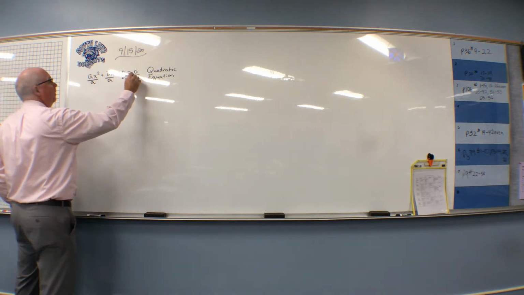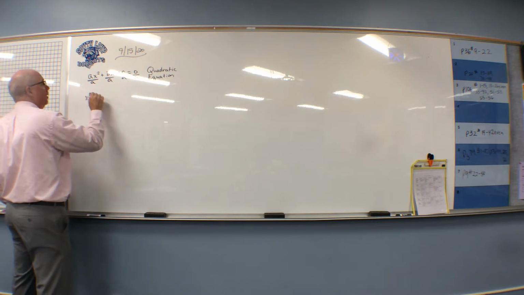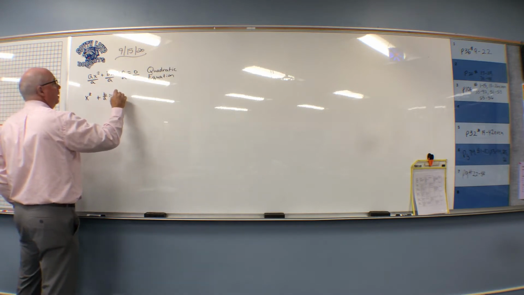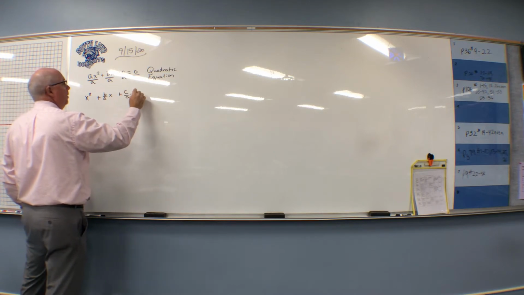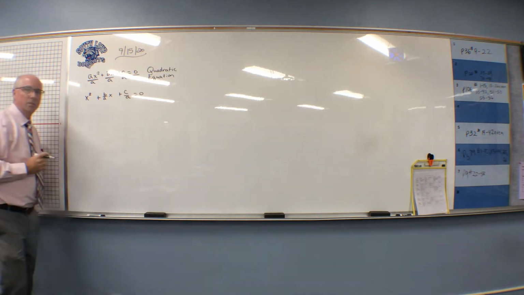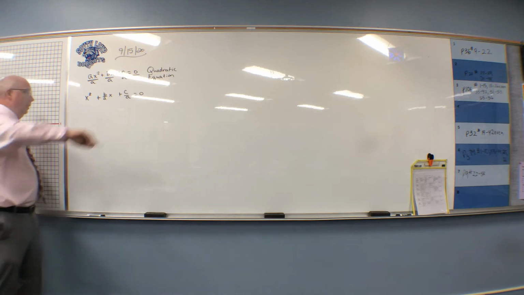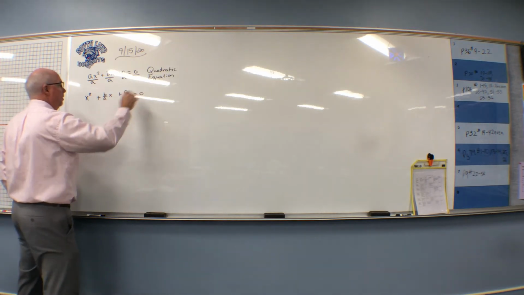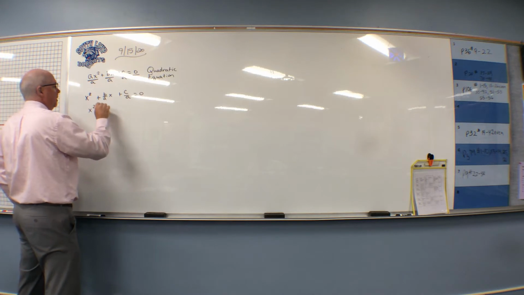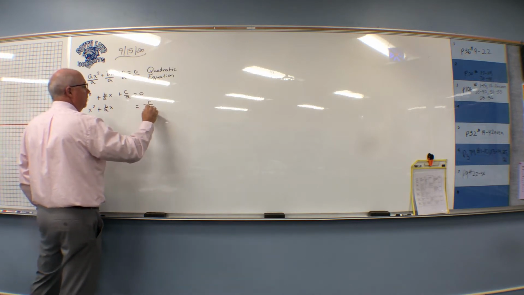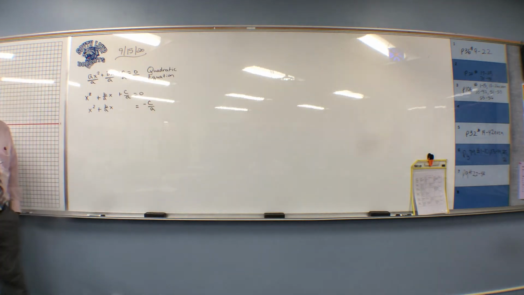Now we have x squared plus b over a x plus c over a equals 0. Does everybody understand that? Okay. Then what do we move? C to the right side. We move c over a, the constant, to the right side. So now I have x squared plus b over a x equals negative c over a. Correct? Lila, you with me? Yeah. It makes sense.